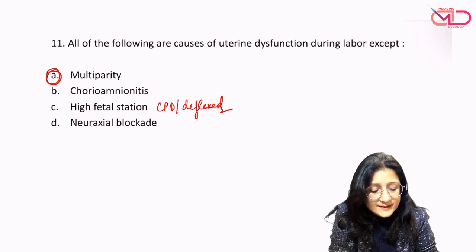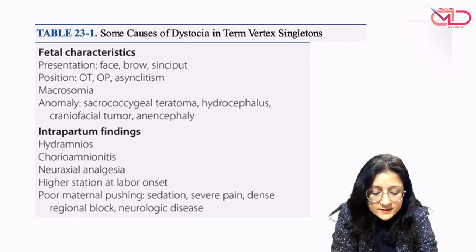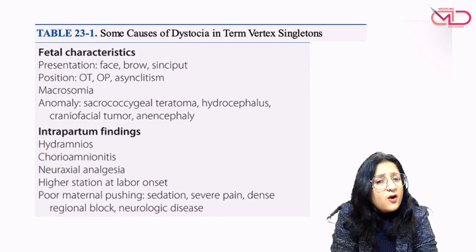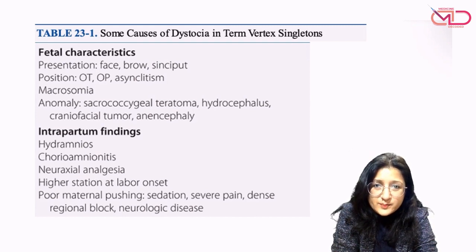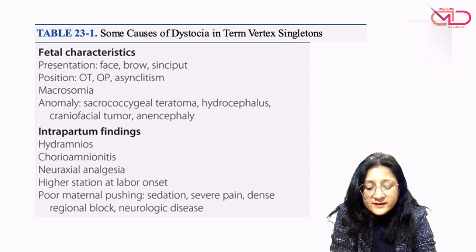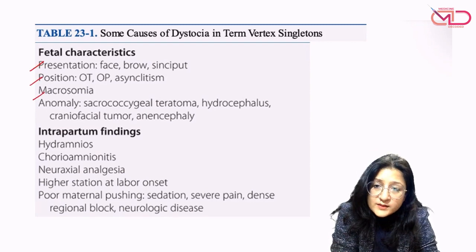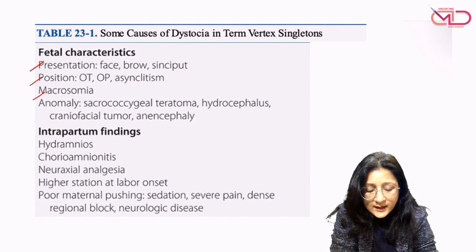However, if you look at the list of causes of dystocia in term vertex singleton presentations, this is a list which has been taken from Williams textbook of obstetrics. So there can be fetal characteristics, right? Everything will fall under the three P's, right? Power, passage, and passenger. So passenger is the fetus. So fetal malpresentations, malpositions, macrosomia, fetal anomalies, right? These are the fetal characteristics which can interfere with the progress of labor. It can lead to dystocia.